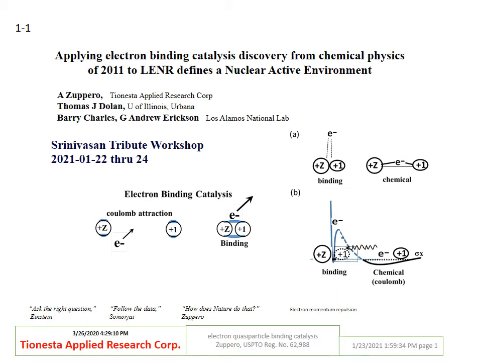Hi, Anthony Zuppero here. We use the discovery of an electron-catalyzed binding reaction from chemical physics during the last decade as a template to understand LENR. Our model happens to define a nuclear active environment. However, we only claim the initial binding reaction. The discovery from chemical physics places 6 to 12 MeV inside the nucleus, and it's initiated from thermal or even cryogenic initial conditions. Everything else follows from this, including resolving an illusion that the Coulomb repulsion is somehow bypassed.